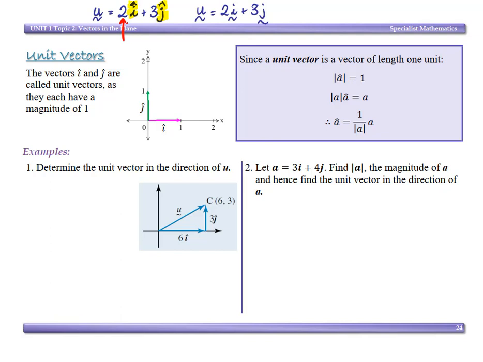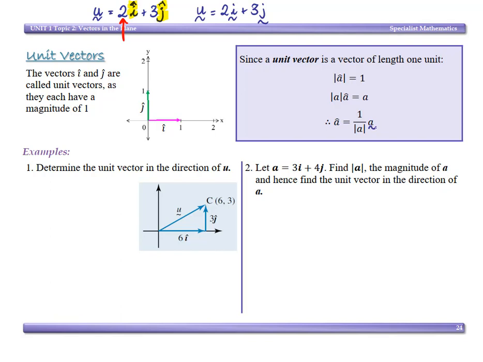Now since a unit vector is a vector of length 1 unit, the magnitude of vector a with a hat, the unit vector a, is 1. So if we multiply that unit vector by the magnitude of vector a, we get the vector a.